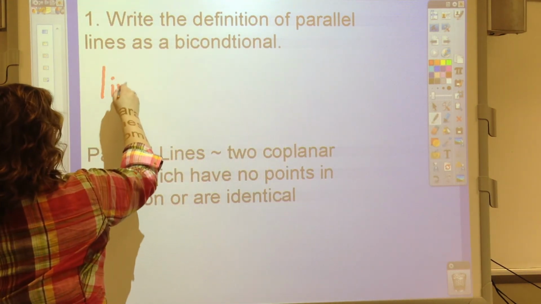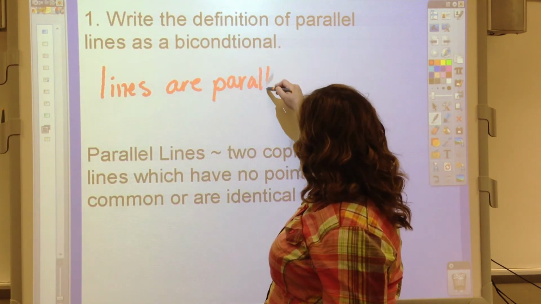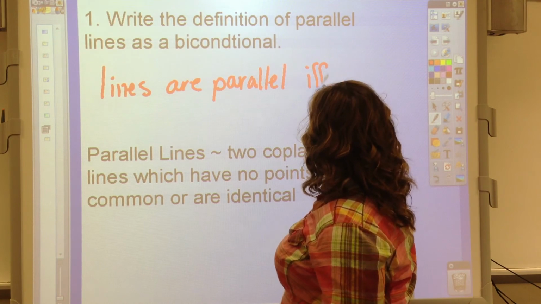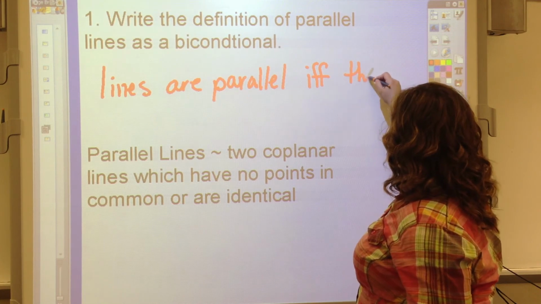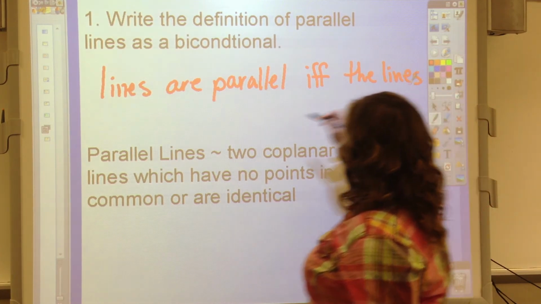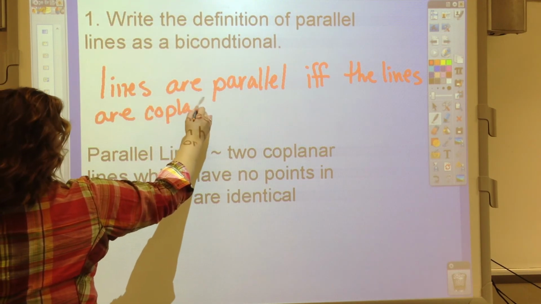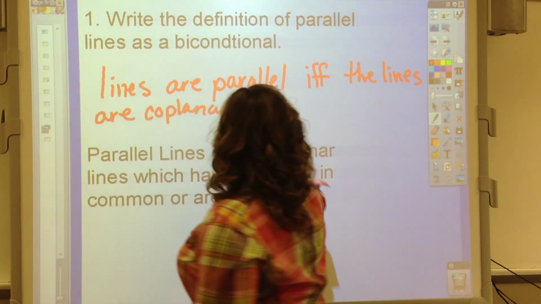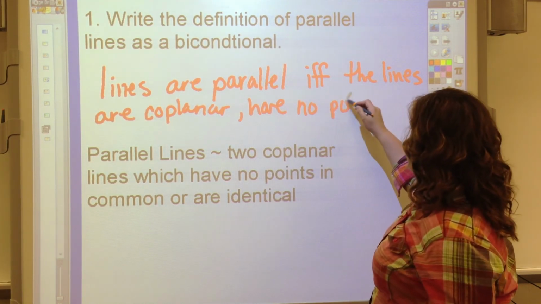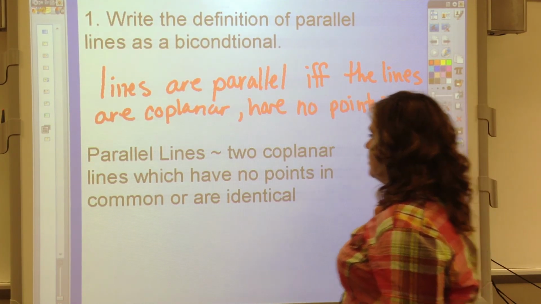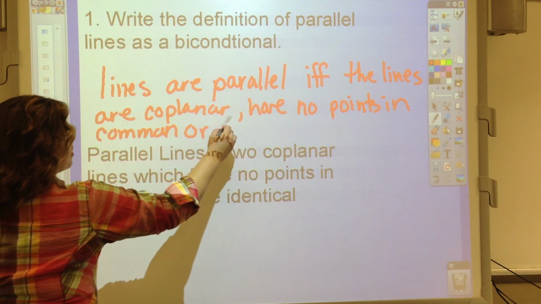Lines are parallel if and only if the lines are coplanar, have no points in common, or are identical.